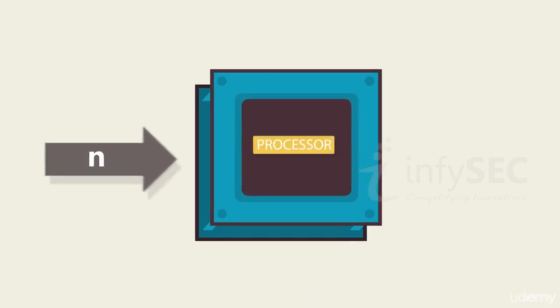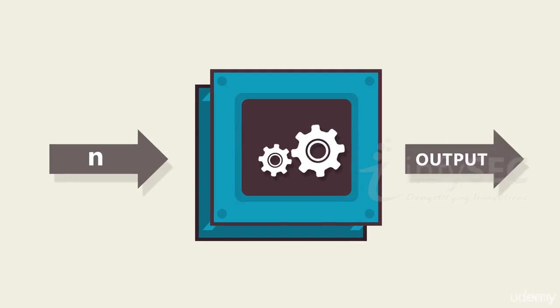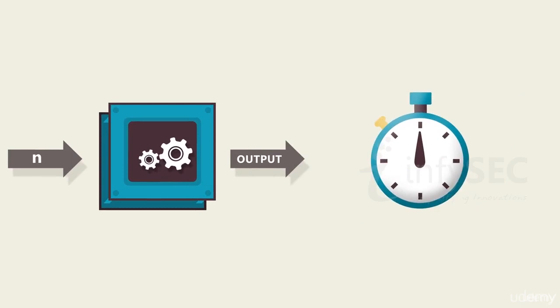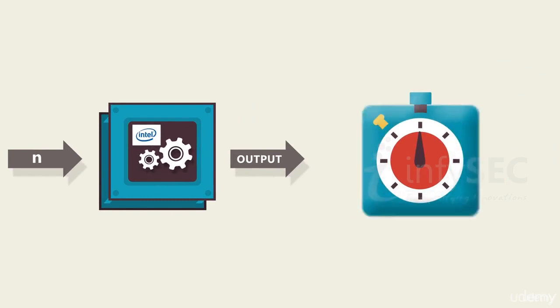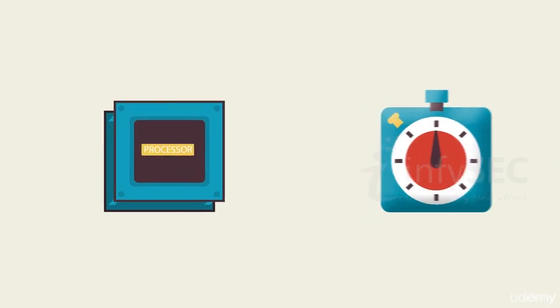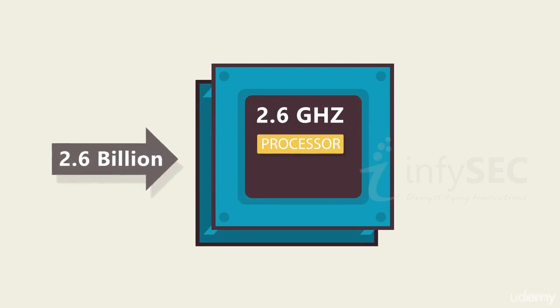A processor can execute n number of instructions per second. The speed of a processor is defined by the number of instructions it is capable of executing per clock cycle. The architecture and clock cycle of each processor differs from one make to another. If the processor is labeled as 2.6 GHz speed, it is capable of executing 2.6 billion instructions per second.